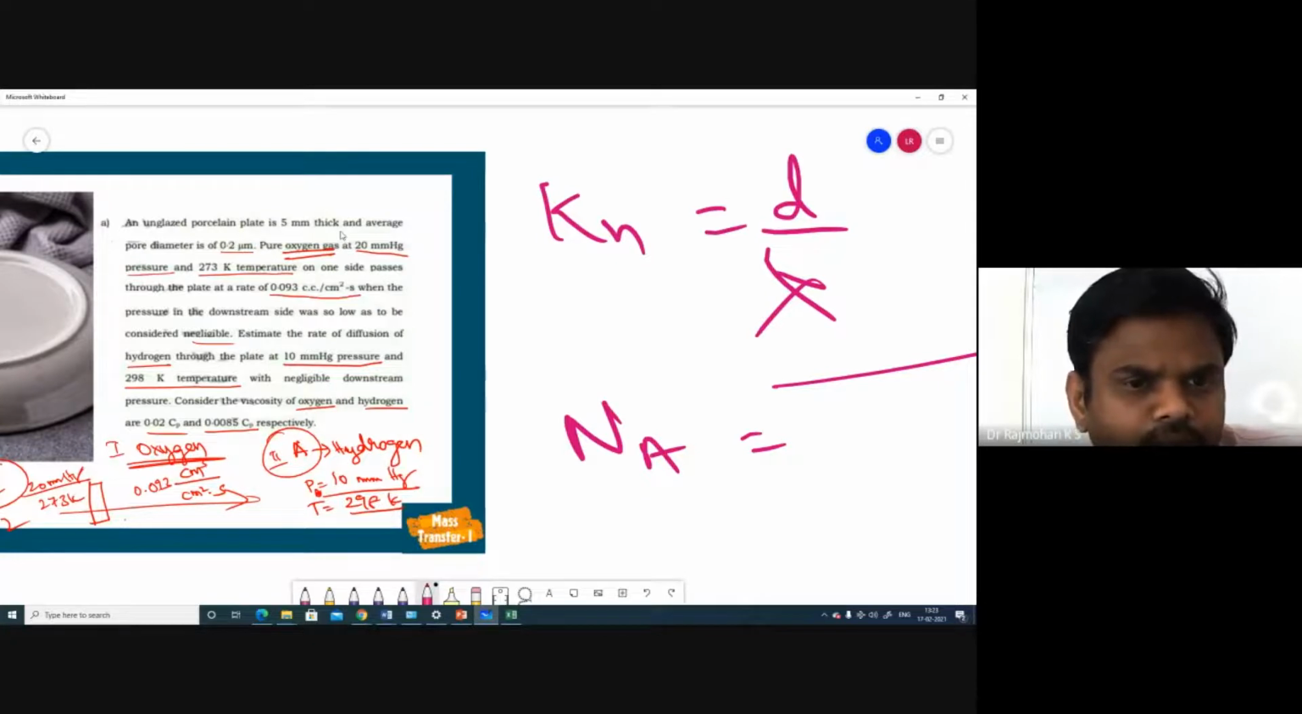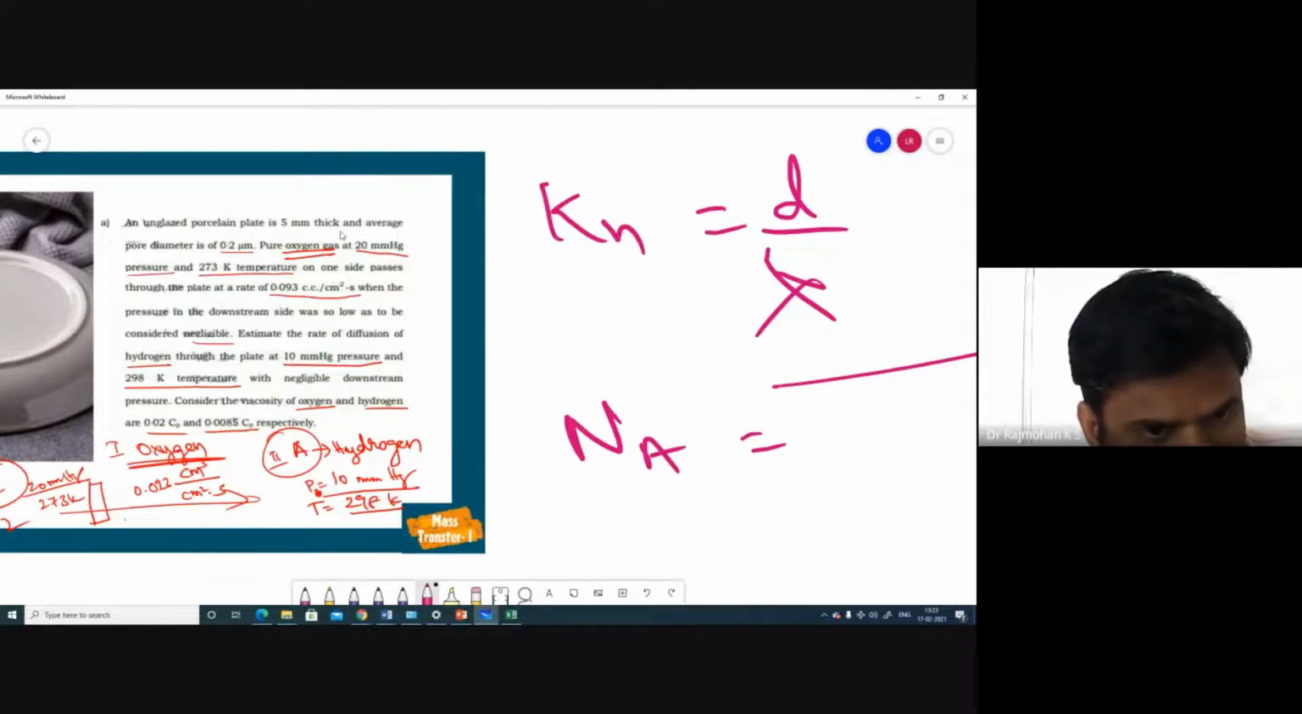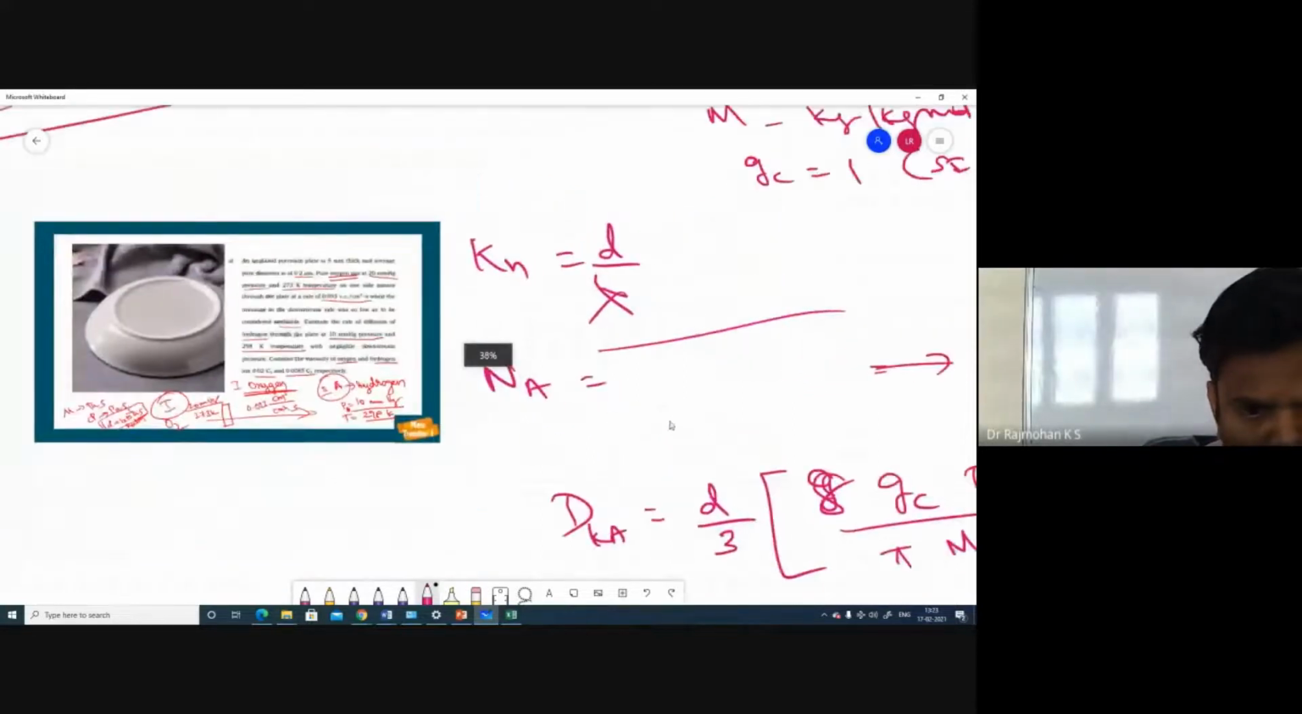Pure oxygen gas at 20 mm mercury pressure and 273 Kelvin temperature on one side passes through the plate at a rate of 0.093 centimeter cube per centimeter square per second. When the pressure on the downstream side was so low as to be considered negligible, estimate the rate of diffusion of hydrogen through the plate at 10 mm mercury pressure and 298 Kelvin temperature with negligible downstream pressure. Consider the viscosity of this. The data for oxygen is given, so that we will find out what is the pore length.